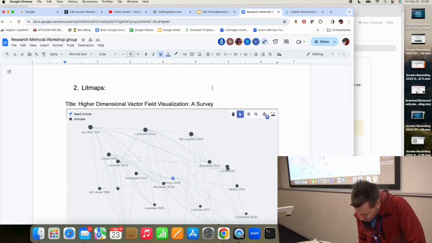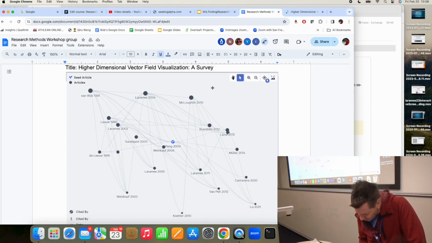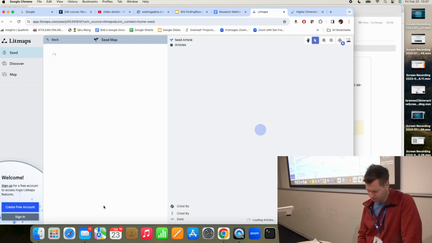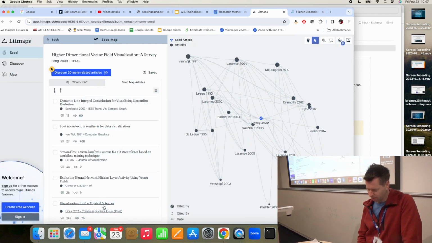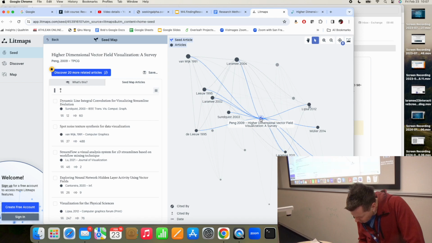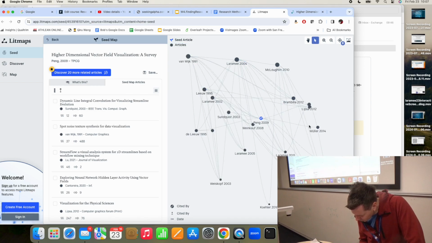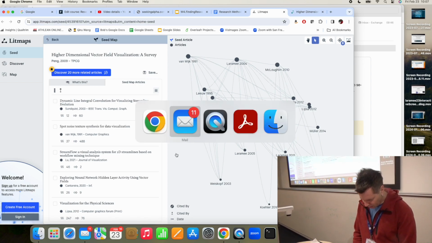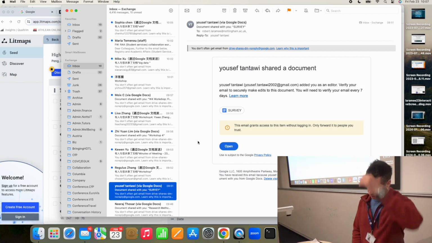Lit maps. Okay, I haven't seen lit maps yet. That's interesting. Let's have a look at that one. Okay, I haven't seen that one before. That's an interesting looking tool. Yeah, that looks nice. That's nice. I like that. That's a good one. Okay, let's look at this one.